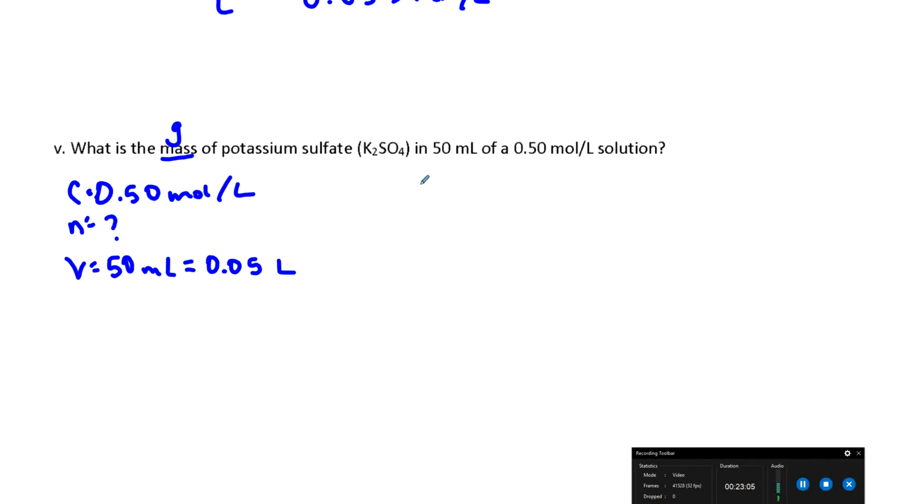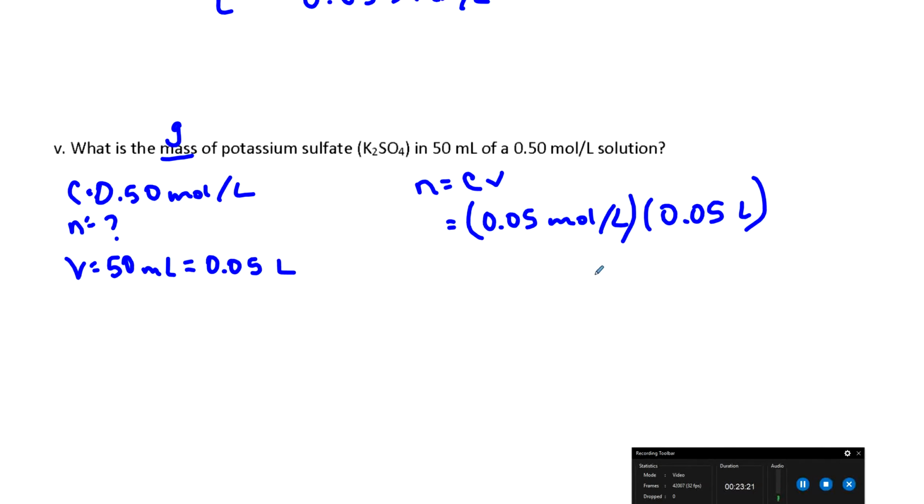So let's find N first. N is equal to C times V. So 0.05 moles per liter times a volume of 0.05 liters. Oops, I made a little error there. Our concentration is actually 0.5. There we go. Okay, and that would work out to 0.025 moles.